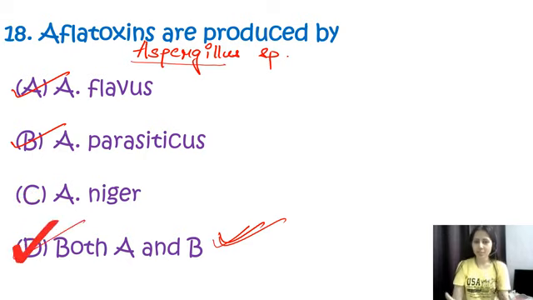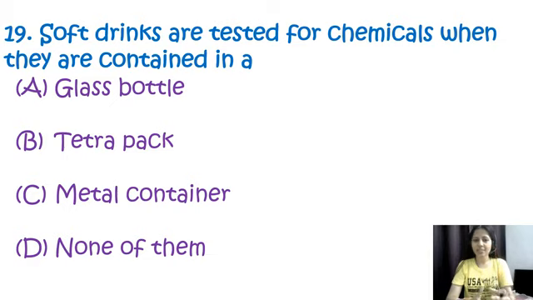Now these Aspergillus flavus and Aspergillus parasiticus fungi can contaminate various agricultural crops, tree nuts, and corn, especially those grown under warm and humid environmental conditions. So over here my correct option will be D, that is both A and B. Question number 19. Soft drinks are tested for chemicals when they are contained in a glass bottle, Tetra Pak, metal container, or none of them.